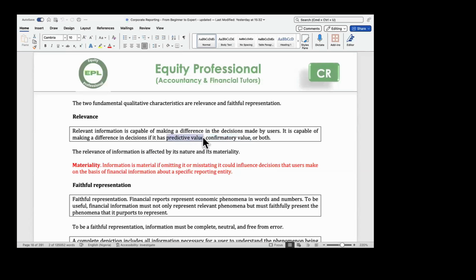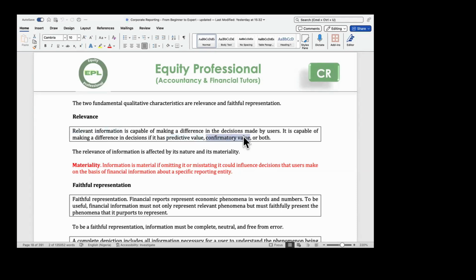Predictive value in the sense that we should be able to use it to make predictions. We should be able to say that this company would improve their profit by so percentage. We should be able to say that this company will become a global company in the next few years. And it should be able to confirm our past predictions. So that is what makes it make a difference. And when it is making a difference, then it is relevant. So it must have predictive value and it must have confirmatory value.